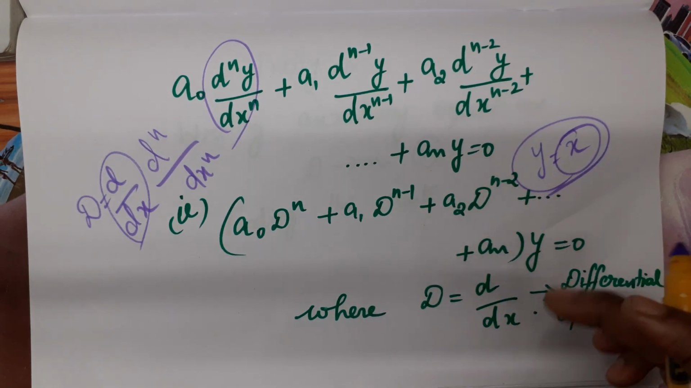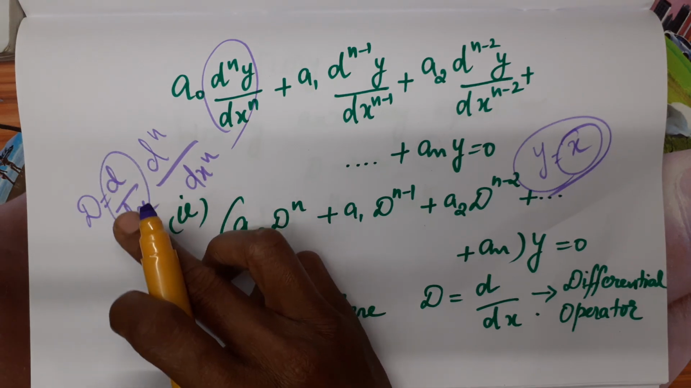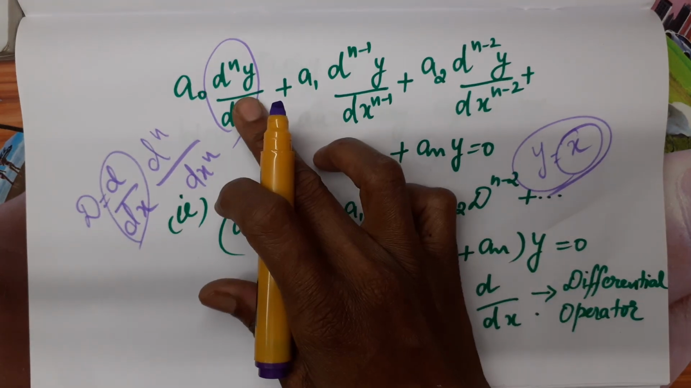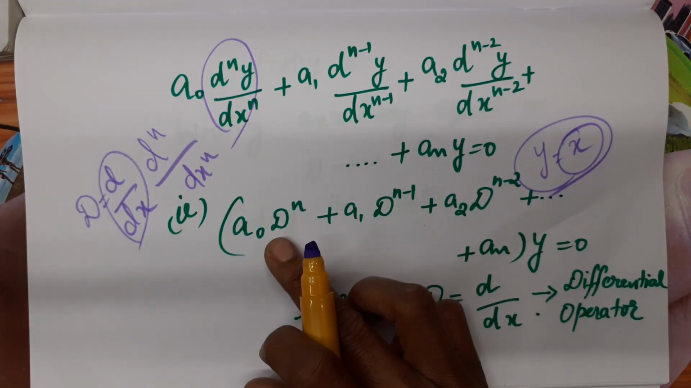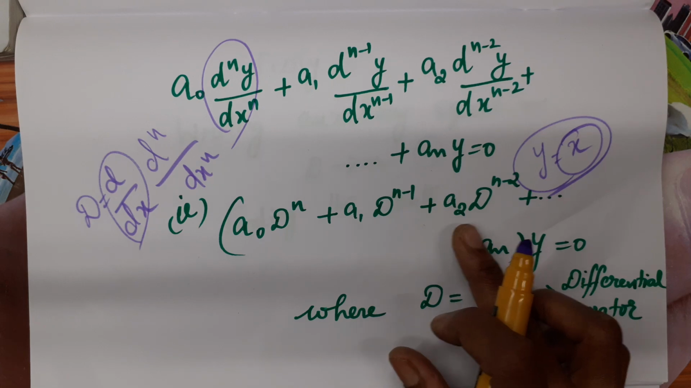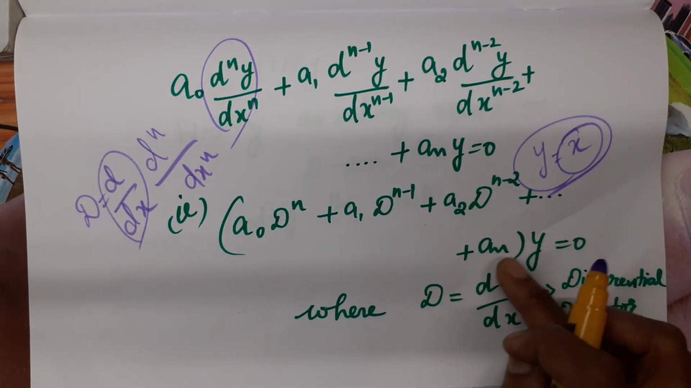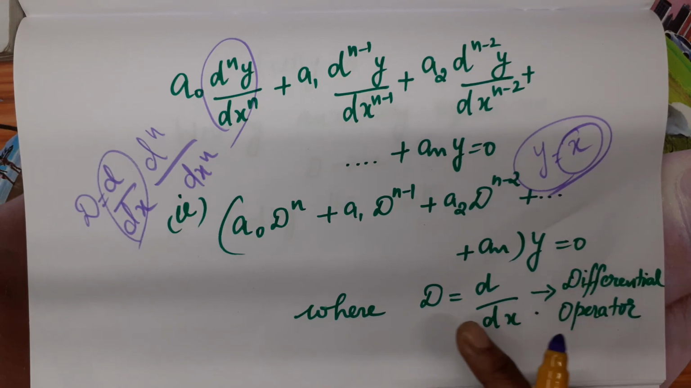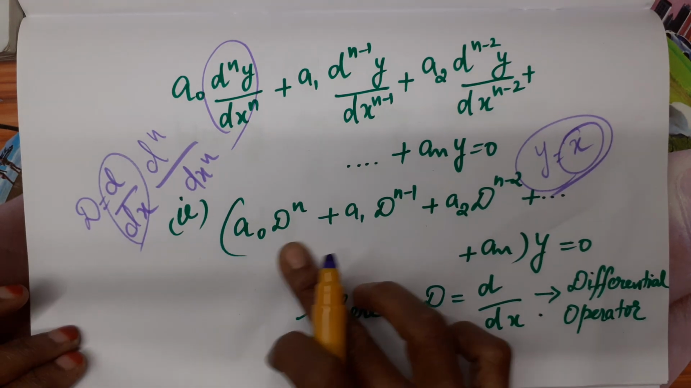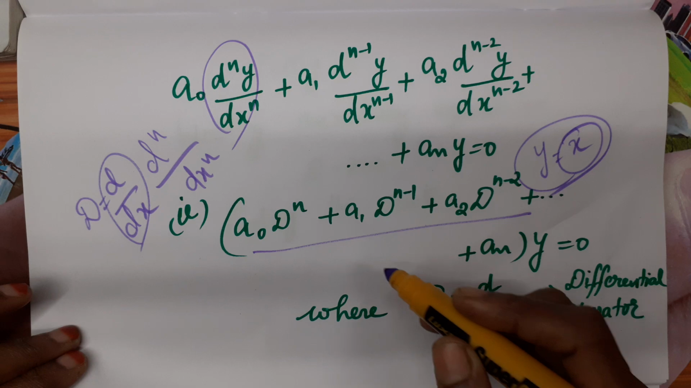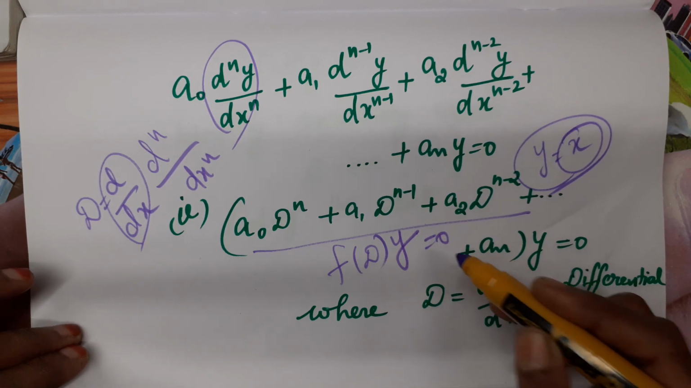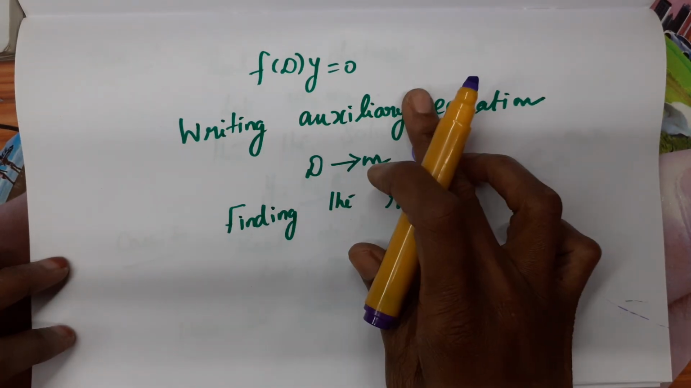In this, if I use the symbol capital D equal to d/dx, and replace d/dx by D, here we have the nth derivative. So I can represent that as (a0 D^n plus a1 D^(n-1) plus etc., up to the last term an), everything into y equal to 0. Here capital D is called the differential operator. This is a function of D, so I can say this as f(D) y equal to 0. So this equation only we are going to solve.